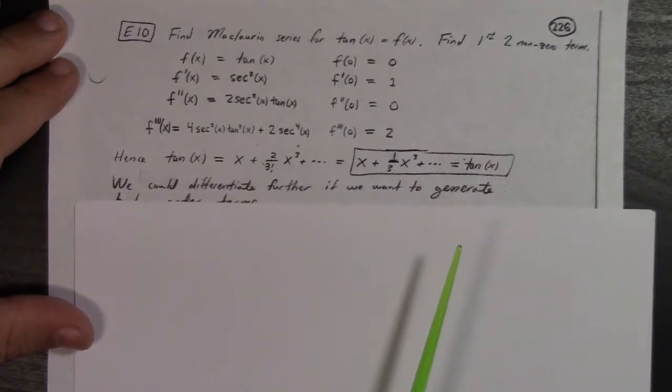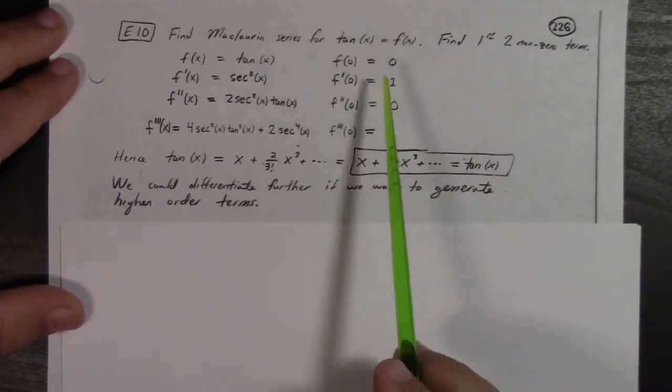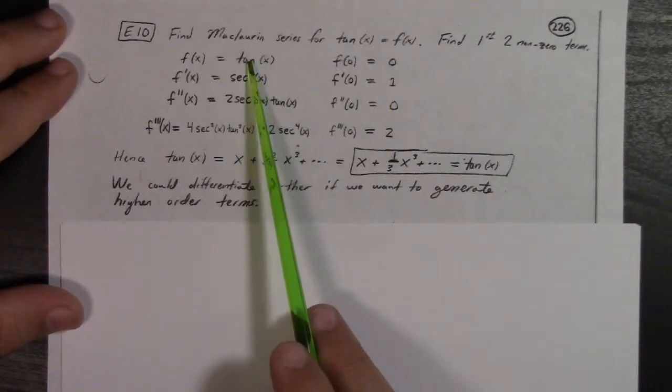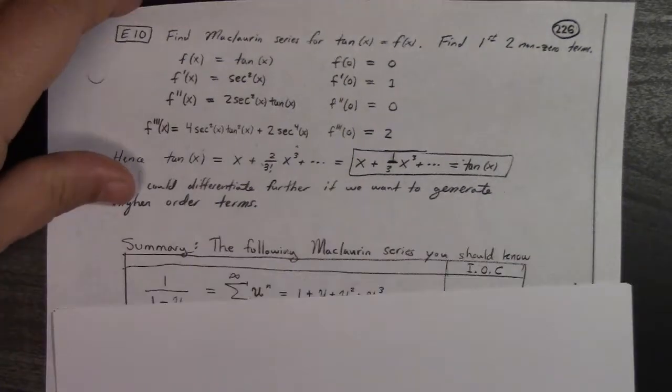That's tangent of x. Now we could differentiate further if we want to generate higher terms, or alternatively we could divide the power series for sine by the power series for cosine. I'm not sure if I have any of that written out for you guys, but that's another way you could do it. I'm sure it's in your text.